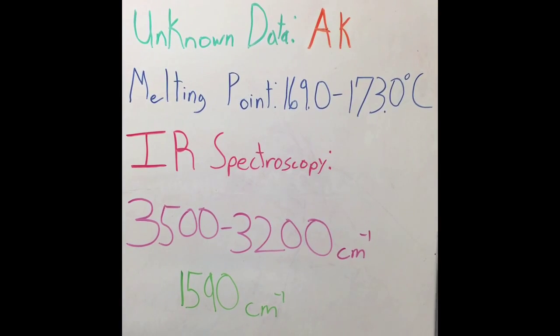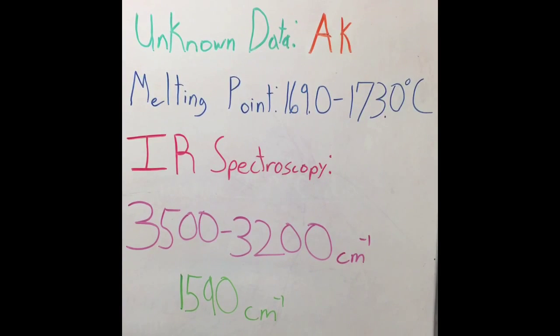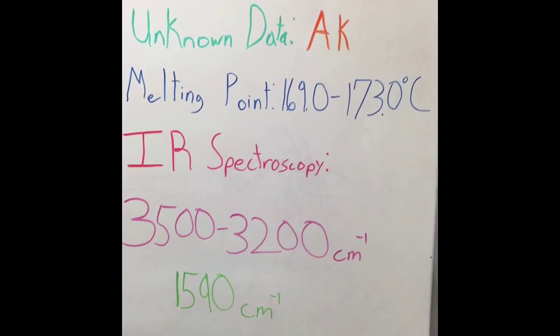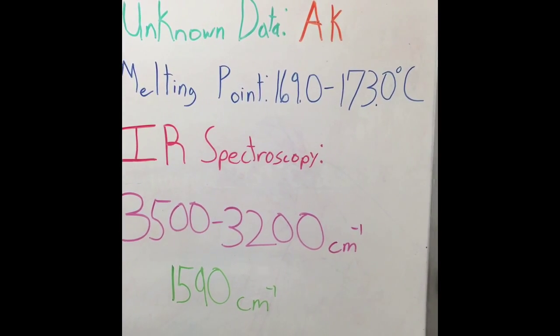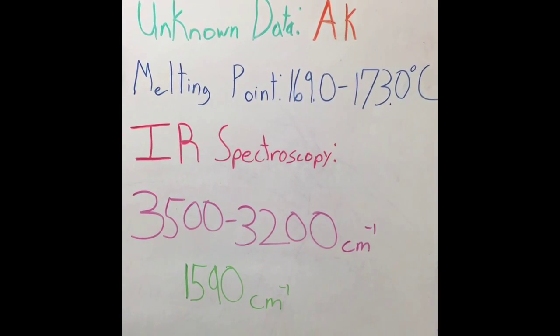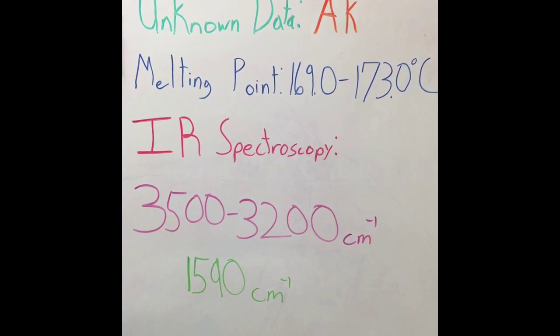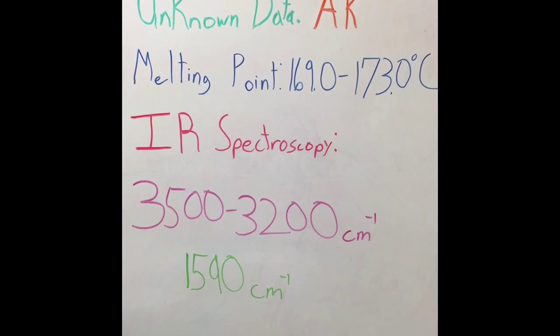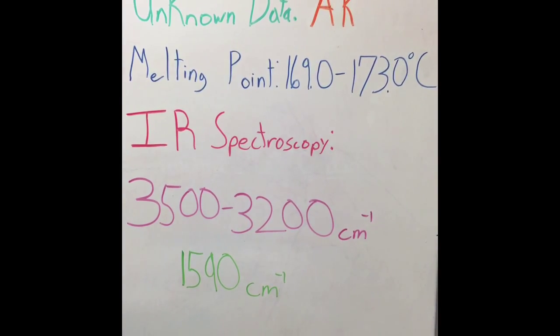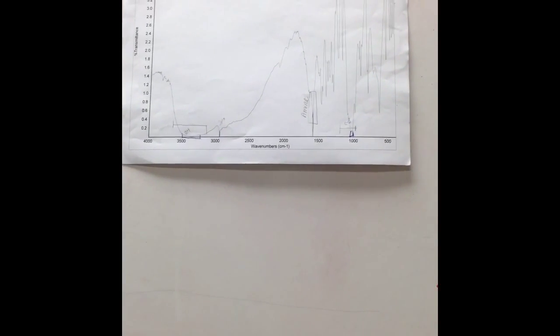Here we have our unknown data. The unknown for this experiment was AK. The melting point was determined to be 169.0 to 173.0 degrees Celsius. The IR spectroscopy showed strong peaks between 3,500 to 3,200 inverse centimeters and a strong peak at 1,590 inverse centimeters. The IR spectroscopy table looks as such.